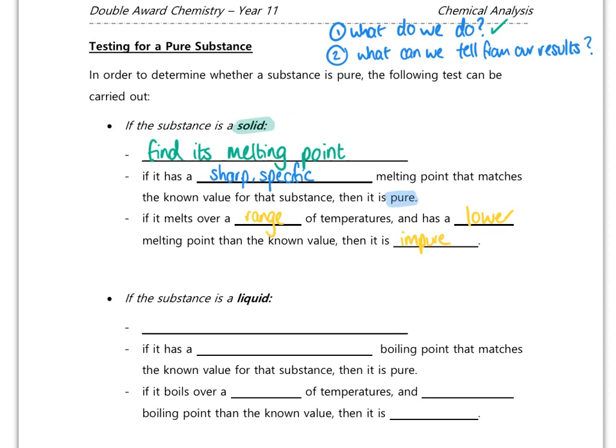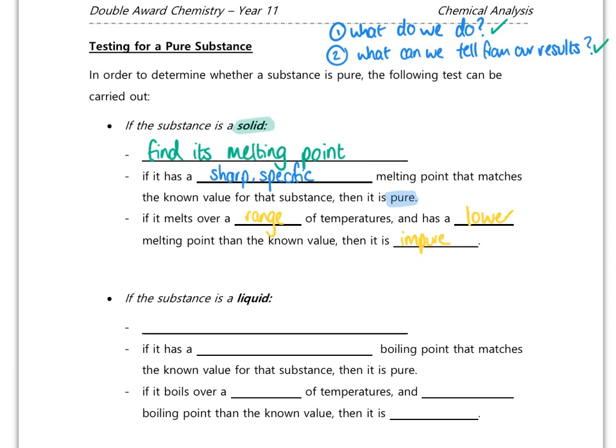If we're determining the purity of a solid substance, the first thing we need to do is find its melting point. That's what we do. And the second thing is, what can we tell from our results? If it has a sharp specific melting point that matches the known value for the substance, then it's pure. But if, however, it melts over a range of temperatures and it has a lower melting point than the known value, then it is impure. So that is, what can we tell from the results?